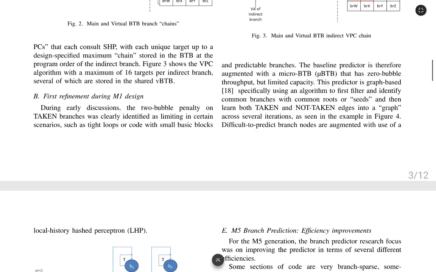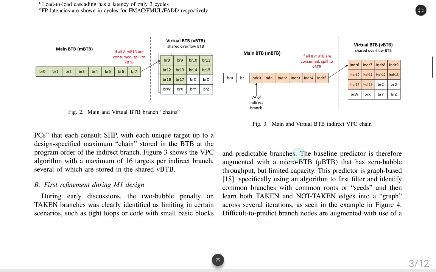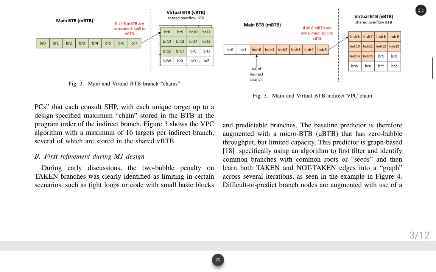B. First refinement during the M1 design. During early discussion, the 2-bubble penalty on taken branches was clearly identified as limiting in certain scenarios such as tight loops or code with small basic blocks and predictable branches. The baseline predictor is therefore augmented with a micro BTB that has a 0-bubble throughput but limited capacity.